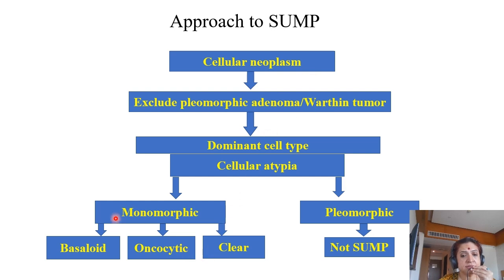Now the cells can be maybe just monomorphic, the cells all having similar appearance, and with these monomorphic cells, try to see whether it is basaloid cells that you are seeing, oncocytic cells or clear cells. And if the cells that you are seeing are pleomorphic, then you can't put that particular case into a SUMP.